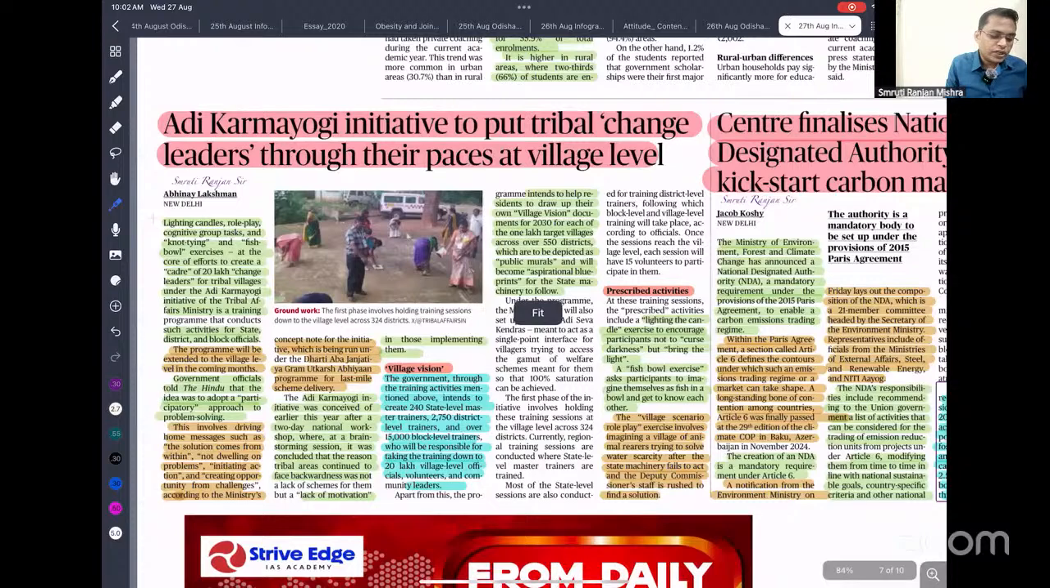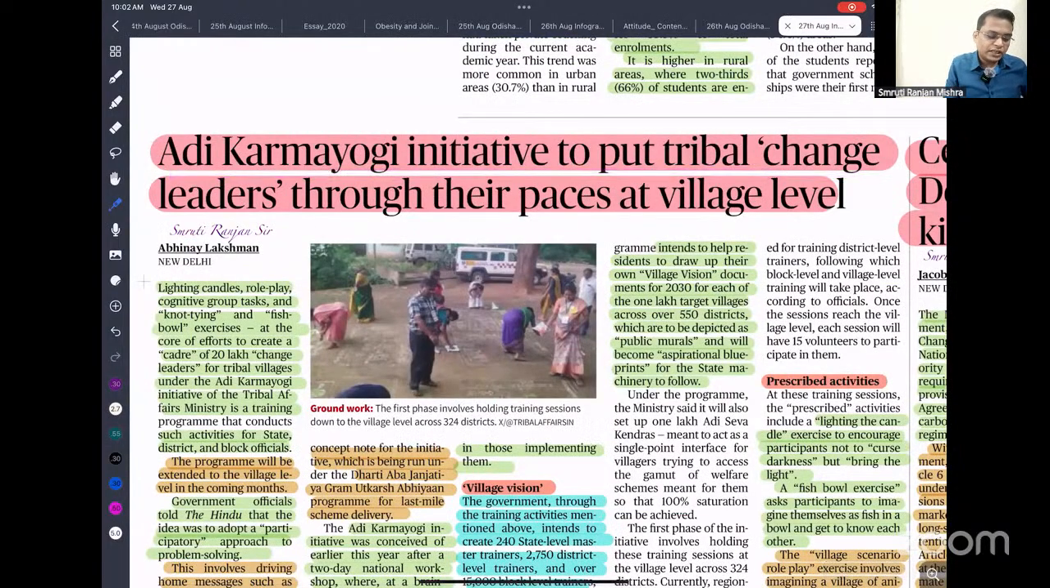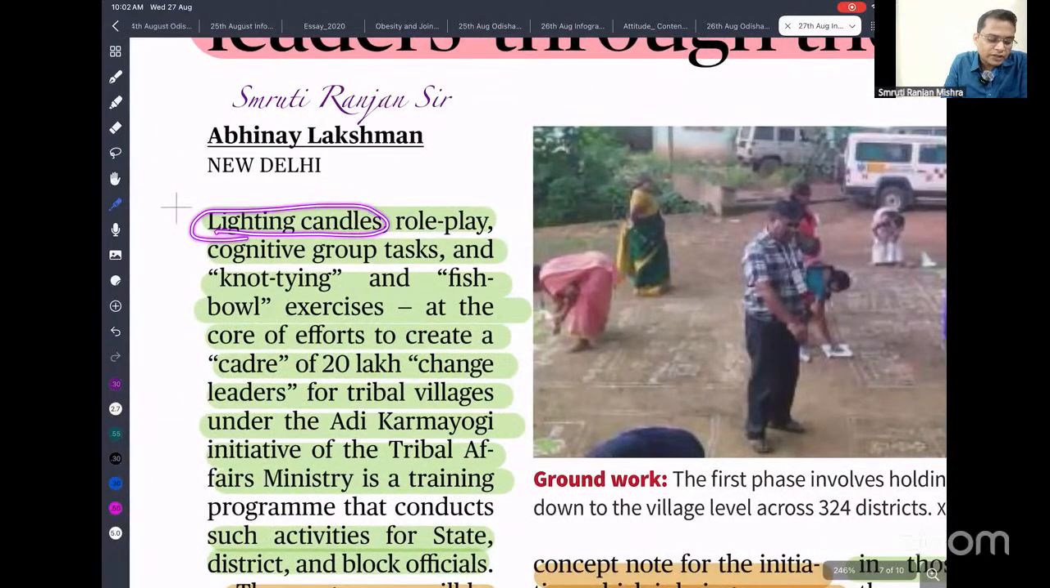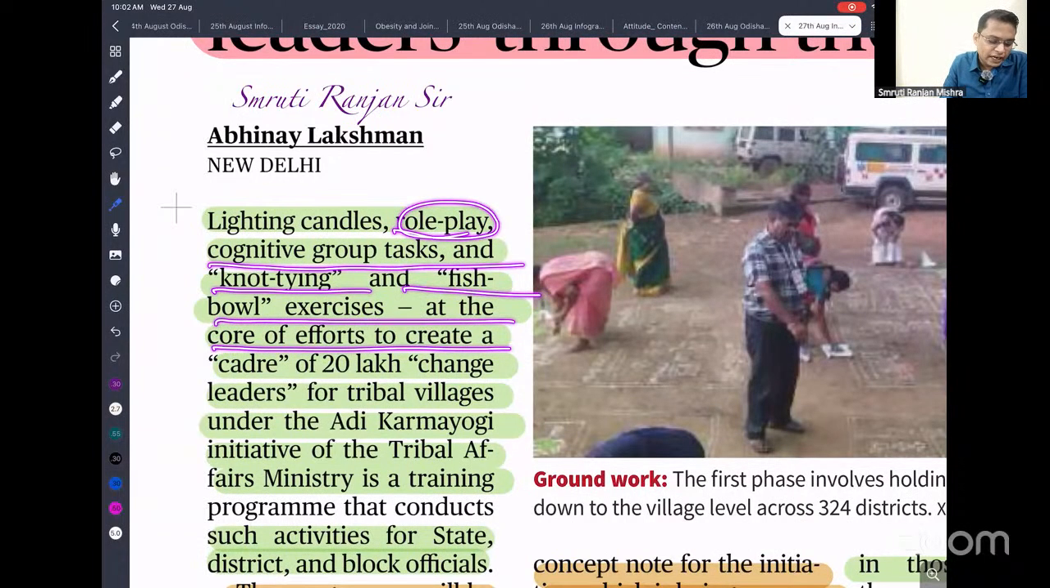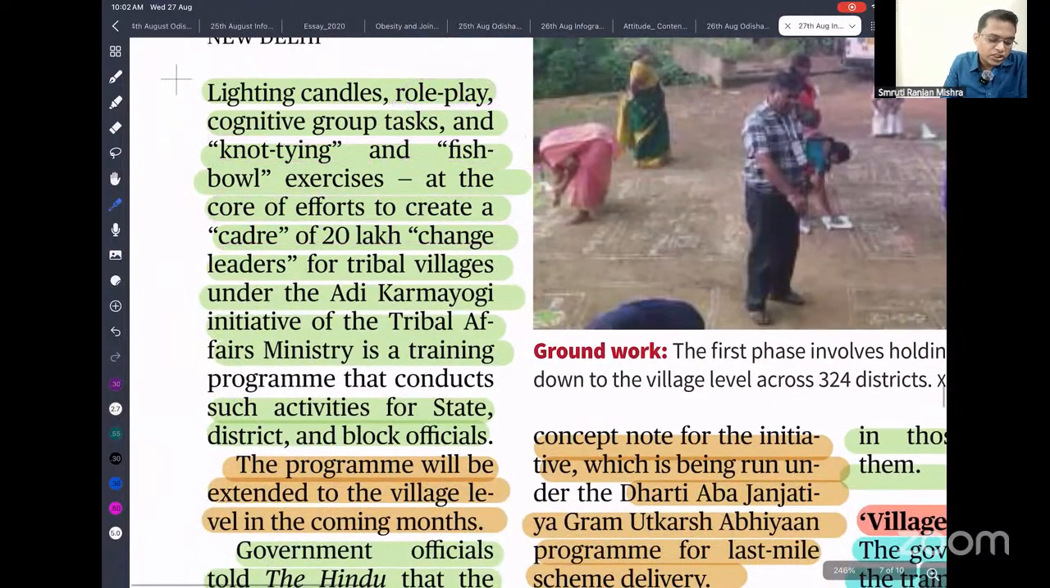So the Adi Karma Yogi initiative aims to put tribal change leaders through their paces at the village level. If anyone asks what steps the government has taken to promote change among tribal people, you can talk about Adi Karma Yogi. Lightning candles are a symbol of fighting against ignorance and providing knowledge. Role playing, cognitive group tasks, knot tying, and fishbowl exercises are at the core of the effort to create a cadre of 20 lakh change leaders of tribal villages under the Adi Karma Yogi.